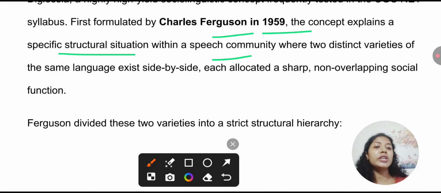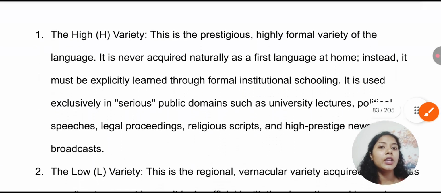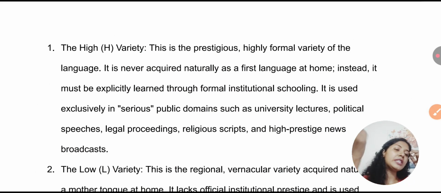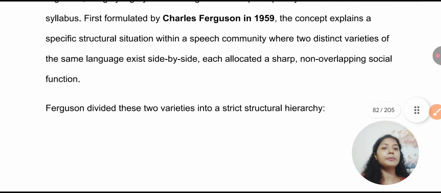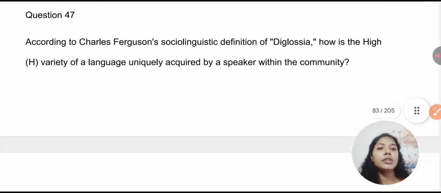So here Ferguson divided these two varieties into a strict structural hierarchy, what we call the high variety or the low variety. So for the high variety of language and low variety of language, this theory you can immediately connect or remember with Charles Ferguson. Okay, हम समझ चुके हैं क्या है as per the question.